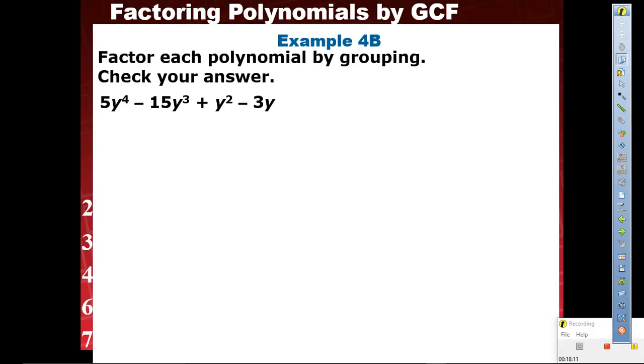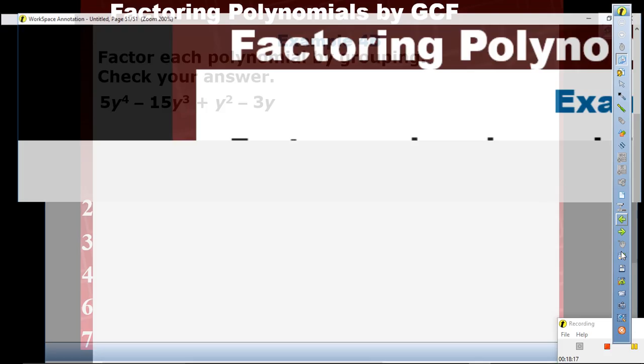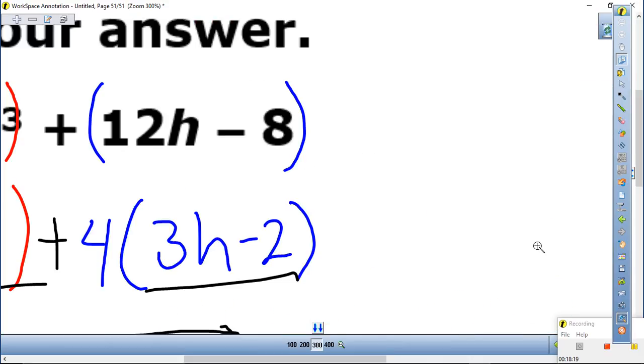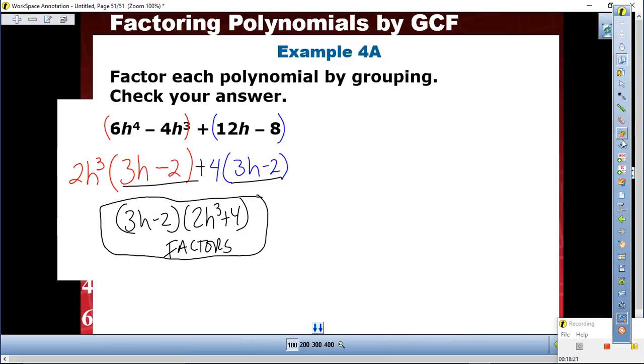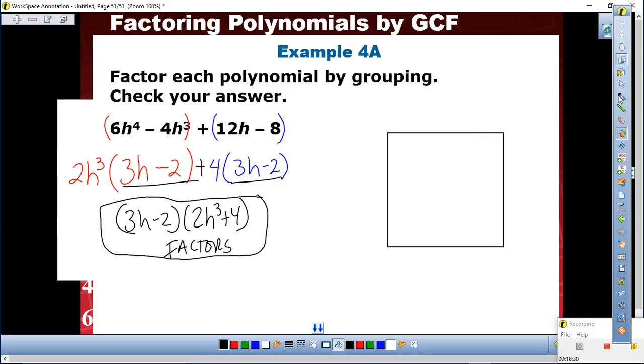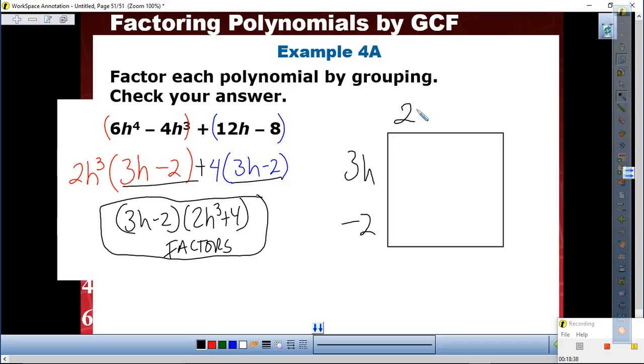Example 4B. Copy this. You don't have to copy the instructions anymore. Oh, sorry. Let me go back to the previous one. What did I forget to do? Everyone, you need to check your answer. So I'm going to check using the area model, because we multiply, right? So one dimension is 3h minus 2, and the other is 2h cubed plus 4.